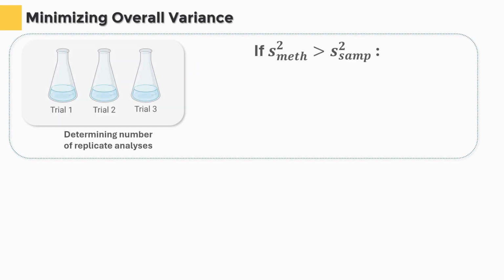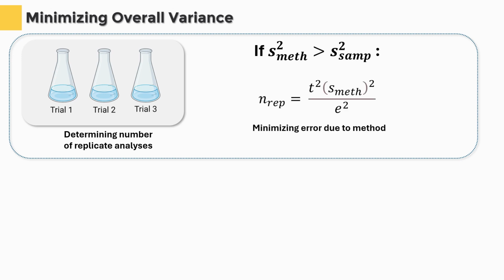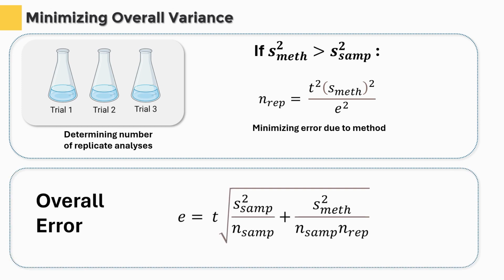The formula for determining the number of replicate analyses required to minimize the error due to the method is given as this. Unfortunately, the situations I previously mentioned are often not the norm. In numerous analyses, both the sampling variance and the method variance are substantial, necessitating both the collection of multiple samples and conducting replicate analysis for each sample. The overall error in such cases is given as this equation.